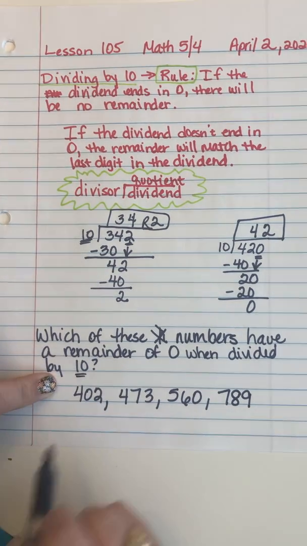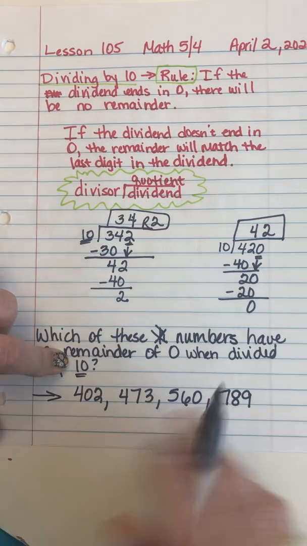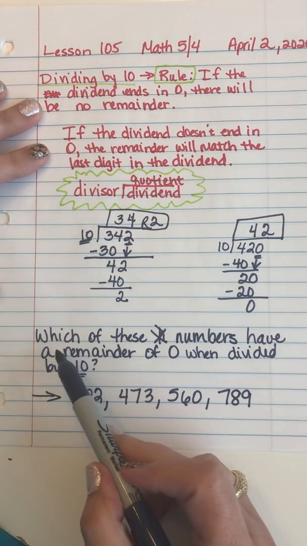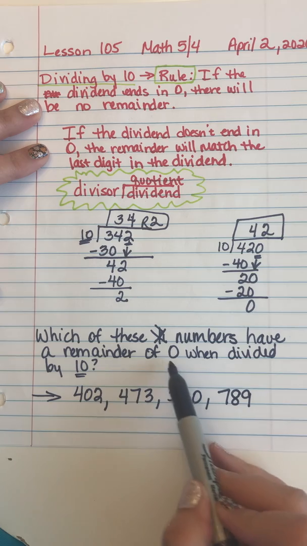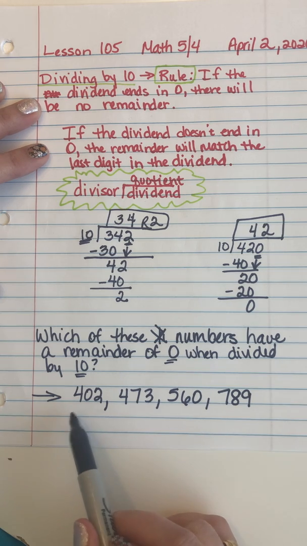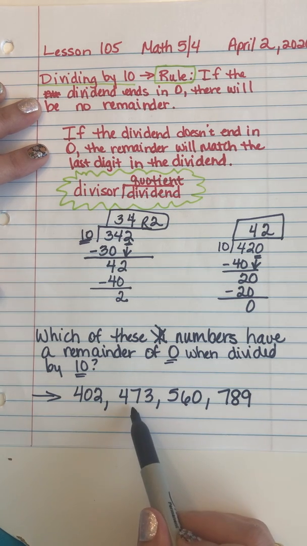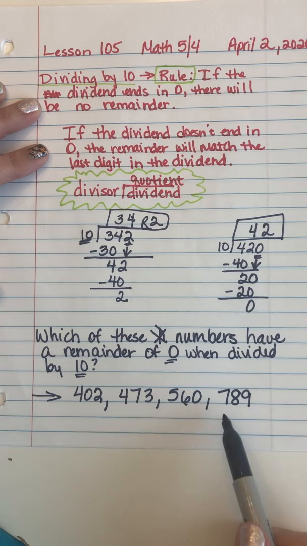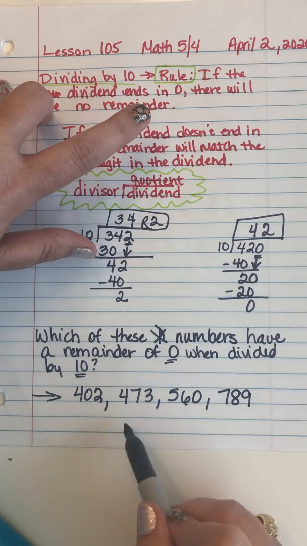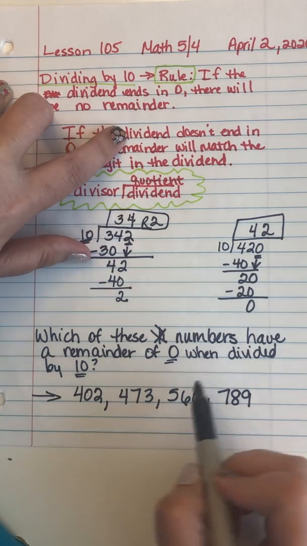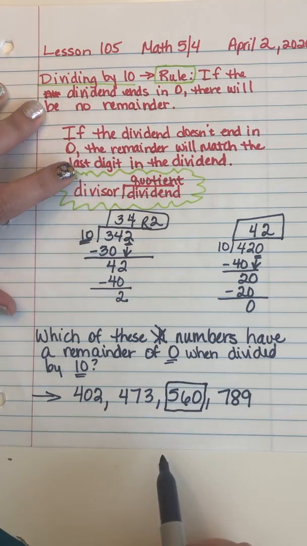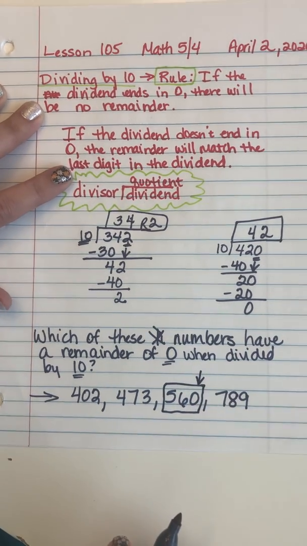Remember, my divisor is 10 on this, so these numbers are my dividends. If the dividend ends in 0, there will be no remainder. My question is asking which of these numbers have a remainder of 0, so that means my dividend needs to end in 0. So I look at my list of numbers: 402, 473, 560, 789. Which of these ends in 0? The answer is only one, 560. So 10 will divide into it evenly because it ends in 0.